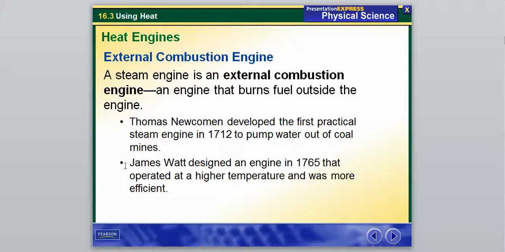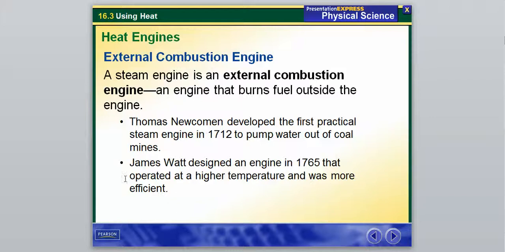So there's a guy by the name of Thomas Newcomen. Newcomen is how he pronounces his name. He developed our first practical steam engine in 1712 to pump water out of a coal mine. So that was our first real use of the external combustion engine.